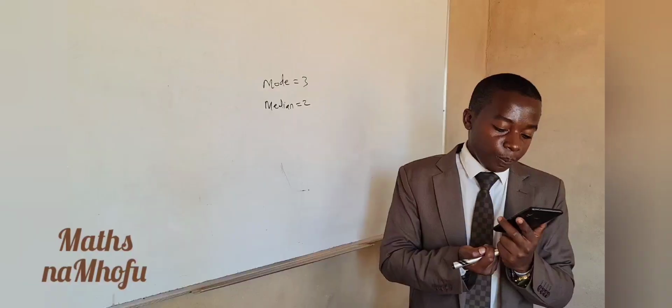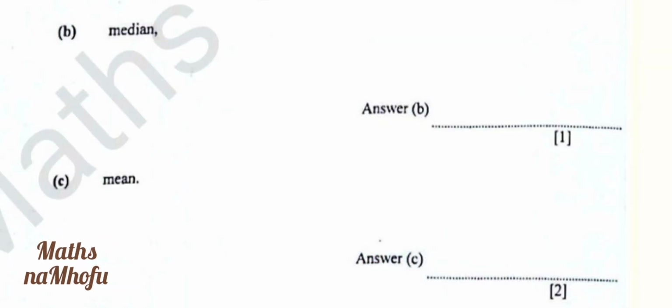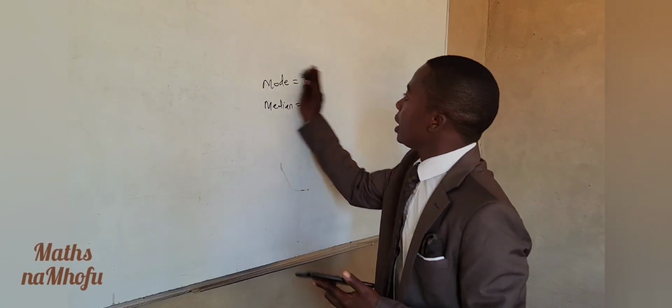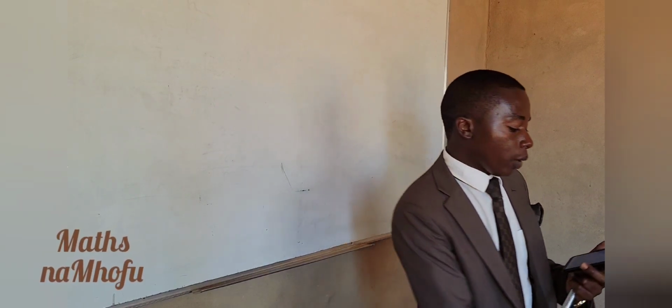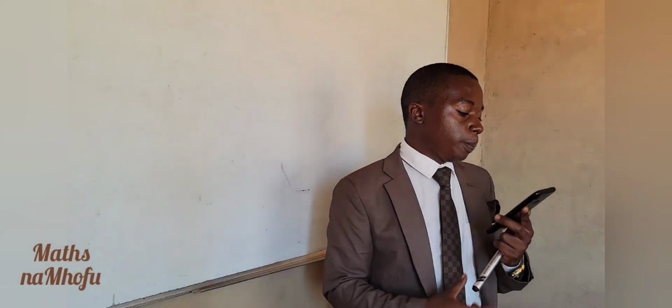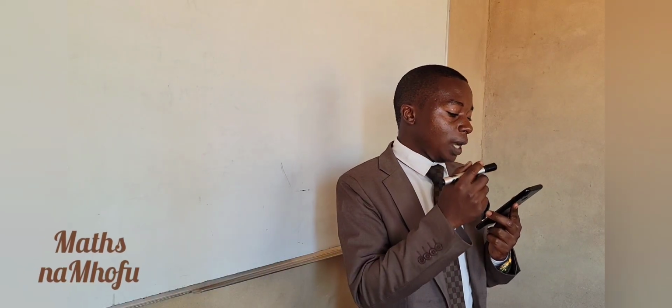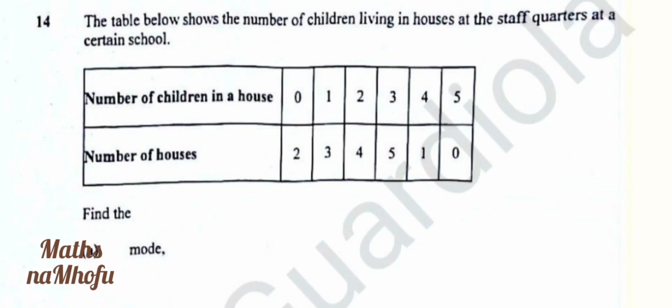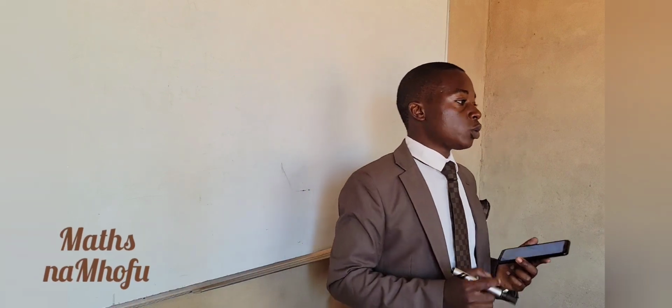Then the last part, we are asked to find the mean. Remember, mean is average. Since mean is average, we multiply the top value times the frequency, plus the top value times the frequency, up to the last part, and then we divide everything by the total frequency, which is 15.